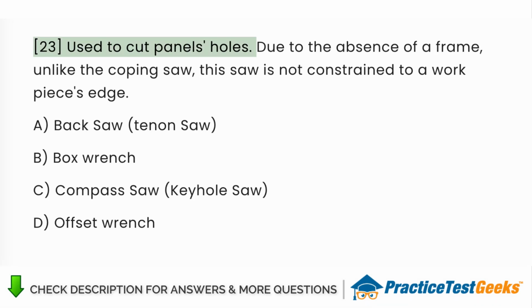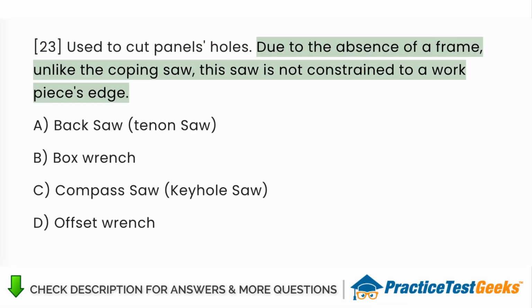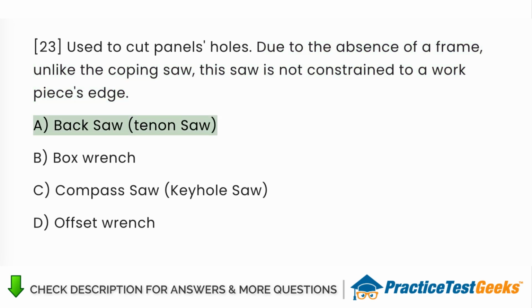Used to cut panels holes. Due to the absence of a frame, unlike the coping saw, this saw is not constrained to a workpiece's edge. A. Back saw. B. Box wrench. C. Compass saw. D. Offset wrench.